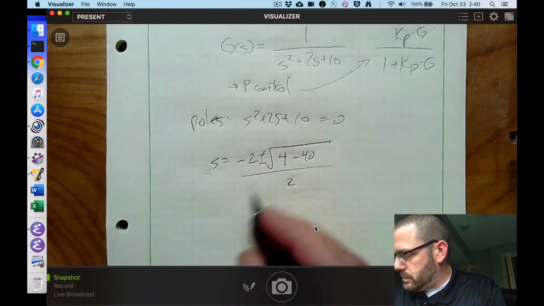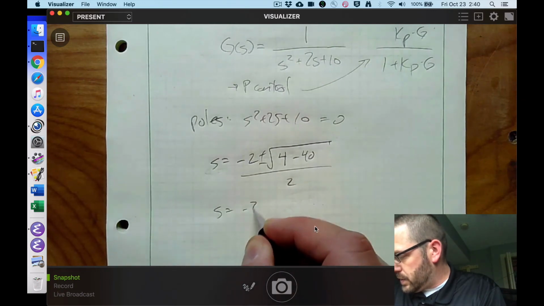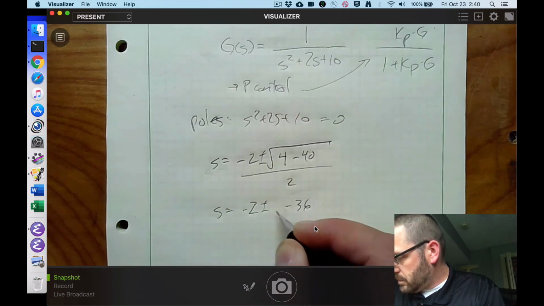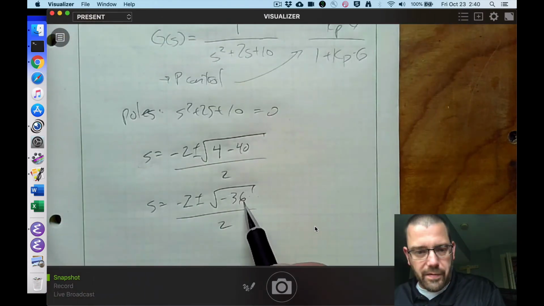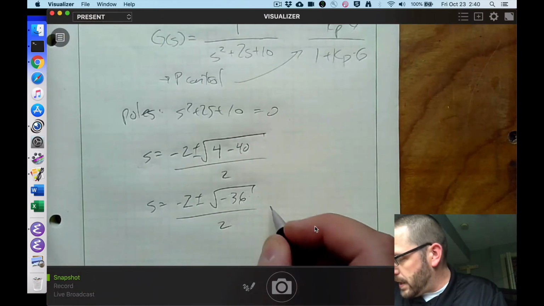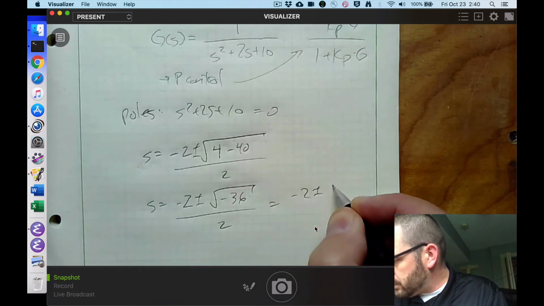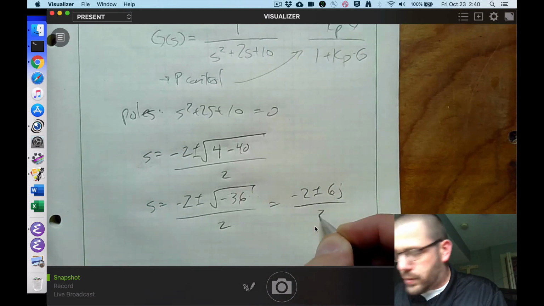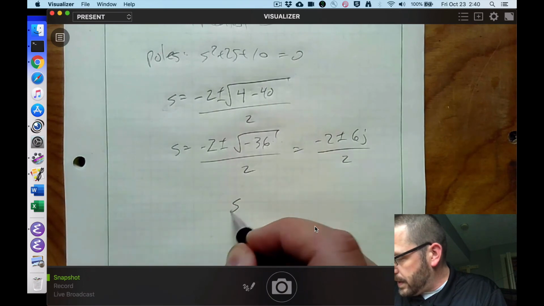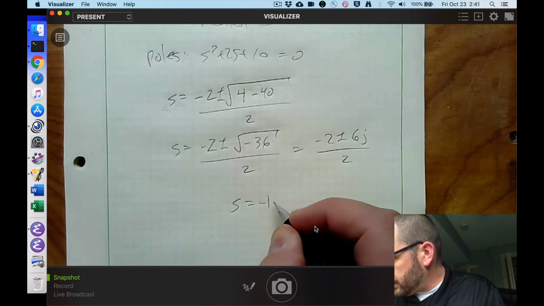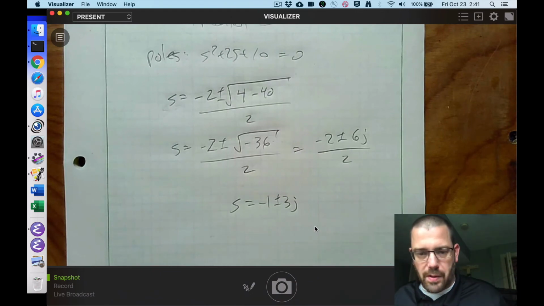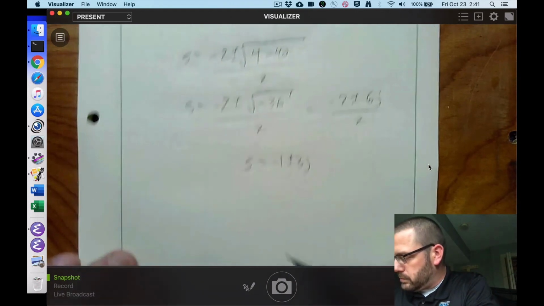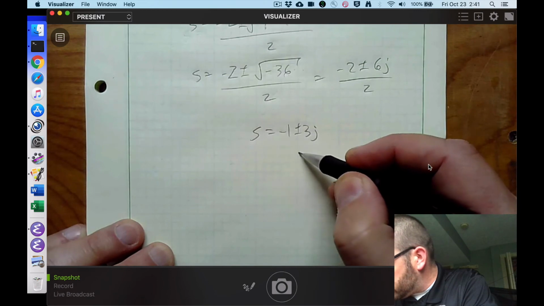So this is the square root of negative 36, over 2. The square root of a negative 36 is 6j. So we've got negative 2 plus or minus 6j over 2, or s is equal to negative 1 plus or minus 3j. So that'll turn out to be by far the most time-consuming part of this example for me.